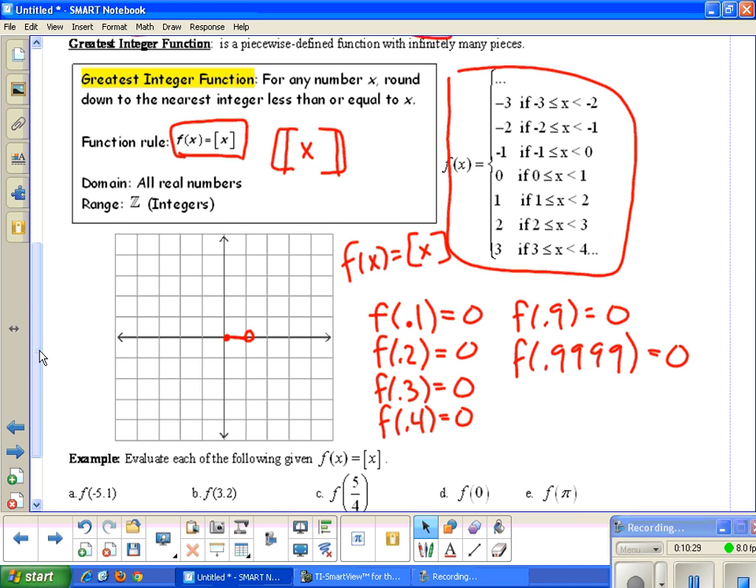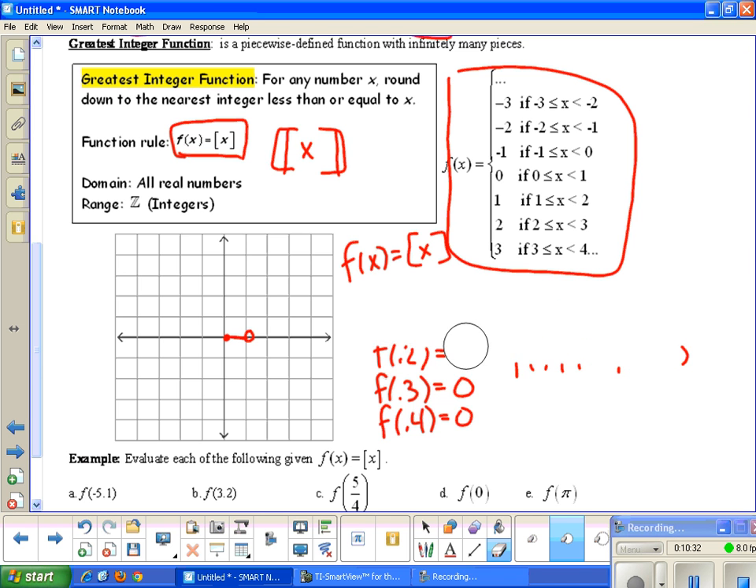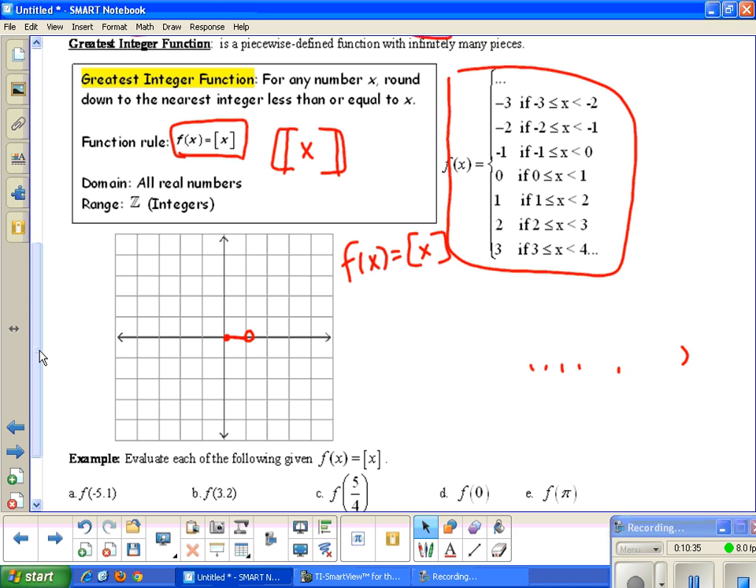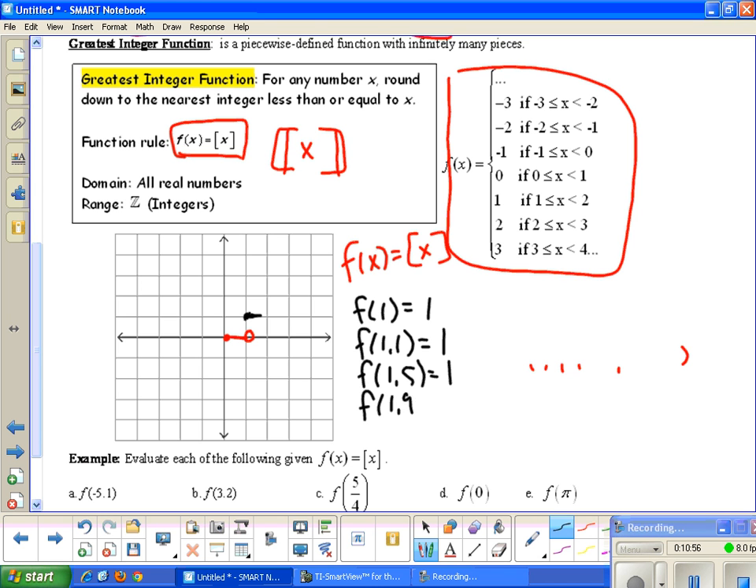So then the next one that we would do is in between 1 and 2. So if I did f of 1, that's just 1 because it's already an integer. So if I do f of 1.1, that rounds down to 1. So that would be somewhere in here. If I did f of 1.5, that rounds down to 1. So again, it's a y value of 1, so it would look like that. If I did f of 1.9999, it rounds down to 1, except for when we get to f of 2, that's equal to 2. So this would be an open circle here, and it goes like that.